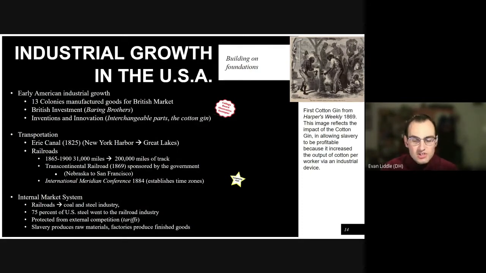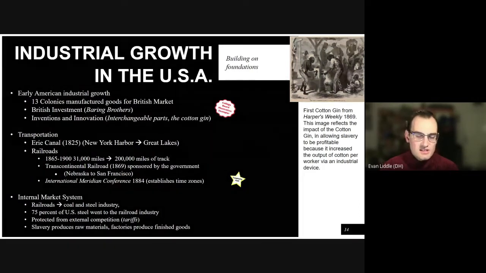Now, the cotton gin is a really interesting item to discuss because the cotton gin made the practice of slavery more profitable by increasing the output that an individual slave could harvest out of cotton. When we discuss the connections between the Industrial Revolution and slavery, it's worth noting that these things are not separate. They actually tend to build on one another.